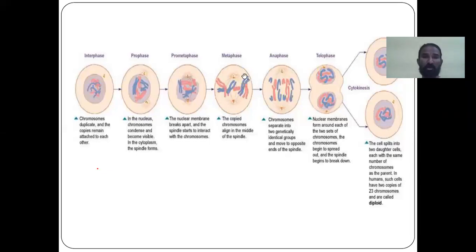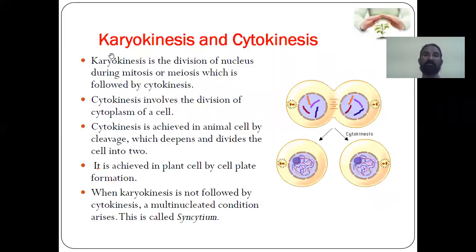After cell division, the chromosome number remains constant from the parent cell to the daughter cell. If the parent cell has 23 pairs of chromosomes, the daughter cells also have 23 pairs. That's why there is no variation between the daughter cells and the parent cell. Here it is called karyokinesis and cytokinesis. I already told you, karyokinesis means nuclear division, and cytokinesis follows karyokinesis in mitosis and meiosis.